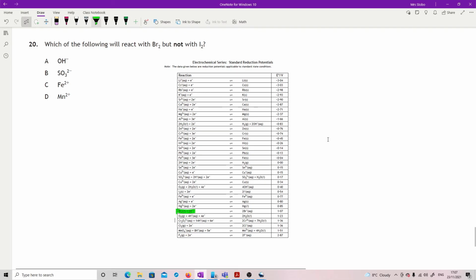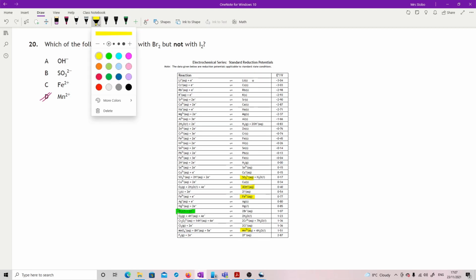So here's bromine. The right thumb rule says if your right thumb is higher than your left thumb, then it will work. If it isn't, it won't. So hydroxide, that's higher, it'll work. Here's our SO32-, that'll work. Fe2+ will work. Mn2+, that won't work. So this one won't react with bromine, so we can take that one out straight away.